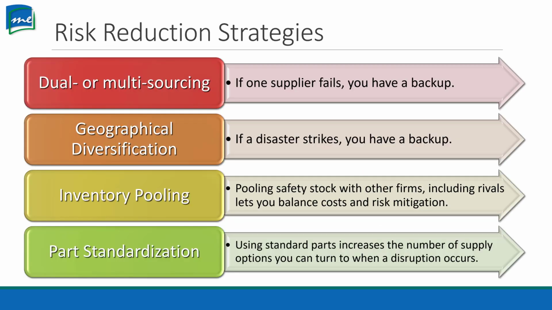So, risk reduction strategies. Dual or multi-sourcing. We always want to have a backup for our source of supply. Because if that one supplier fails, for whatever reason, goes out of business, has a fire, or is destroyed by a natural disaster, or whatever the case may be, we need a backup. So having dual or multi-sourcing is a great idea.